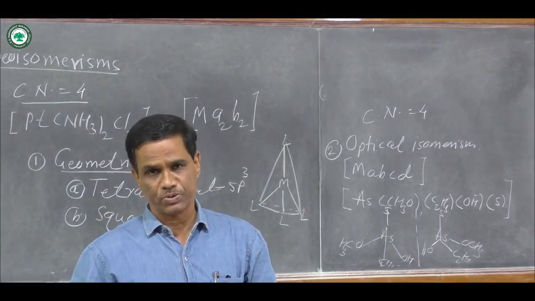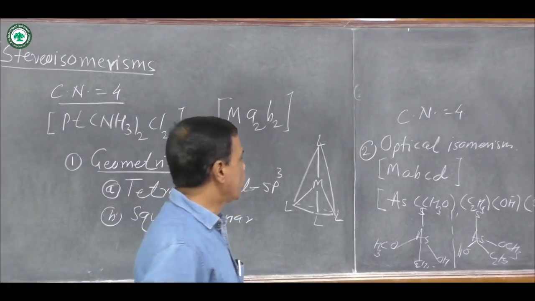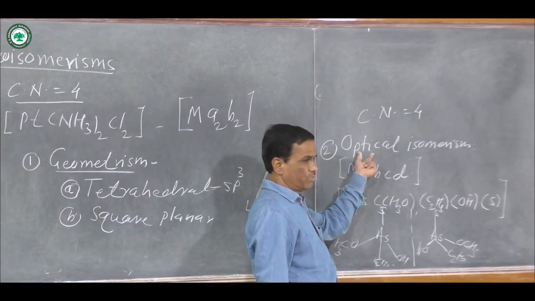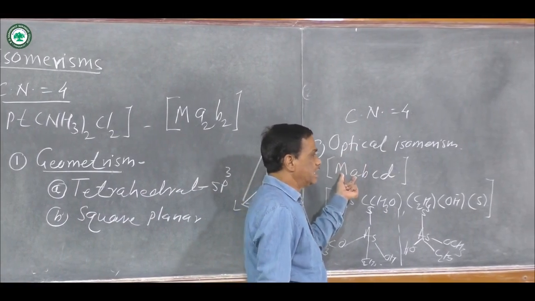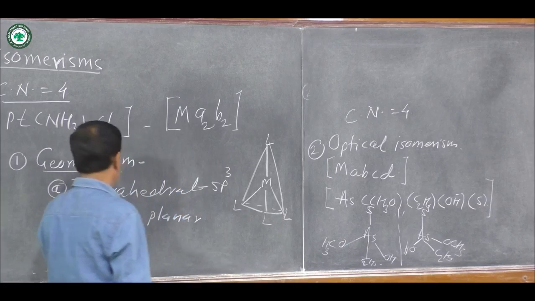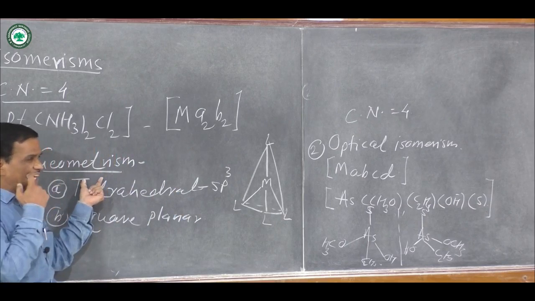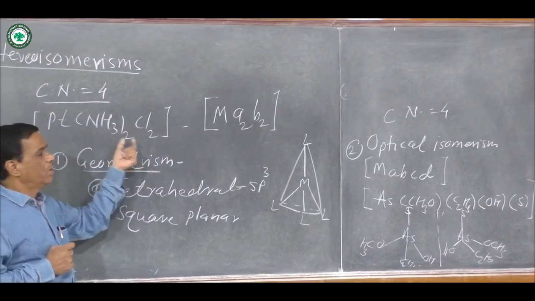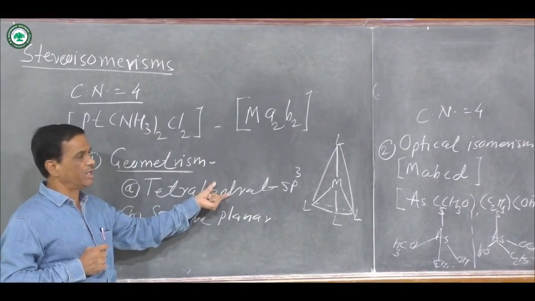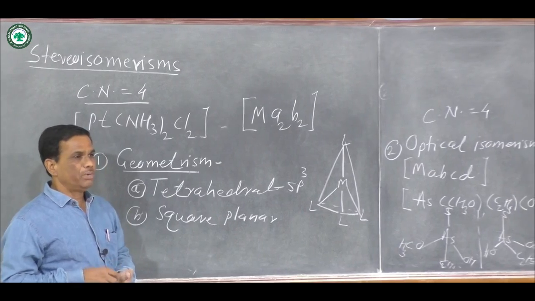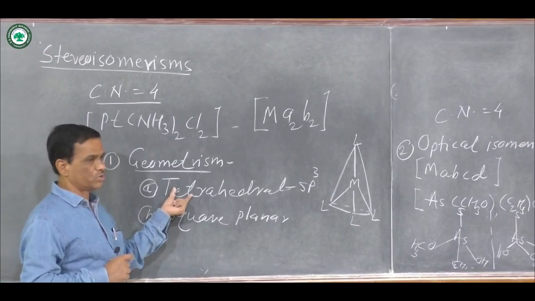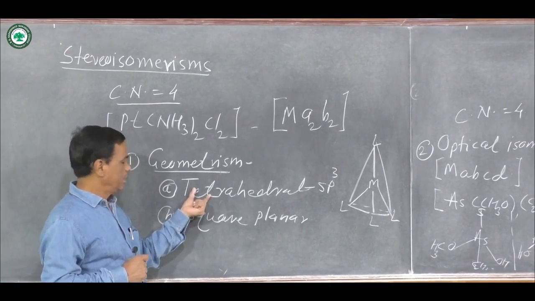Optical isomerism is possible in coordination number 4 and in tetrahedral arrangement. But in tetrahedral arrangement, when such molecules are formed, all 4 ligands are equivalent, so geometrical isomerism is not possible, meaning cis and trans isomers are not possible.